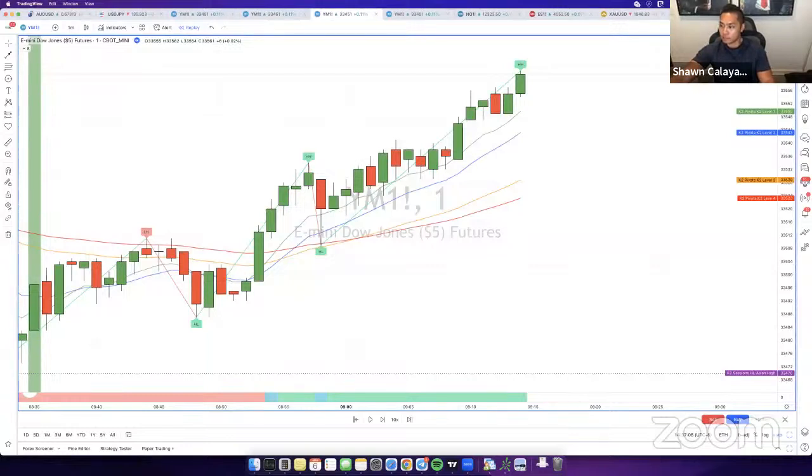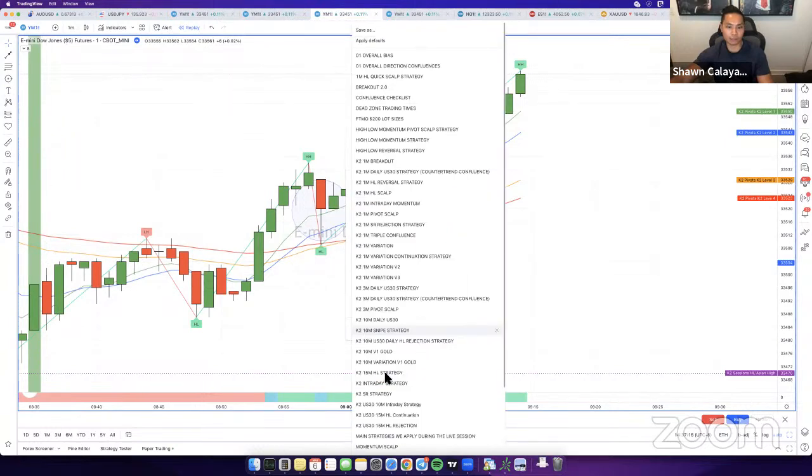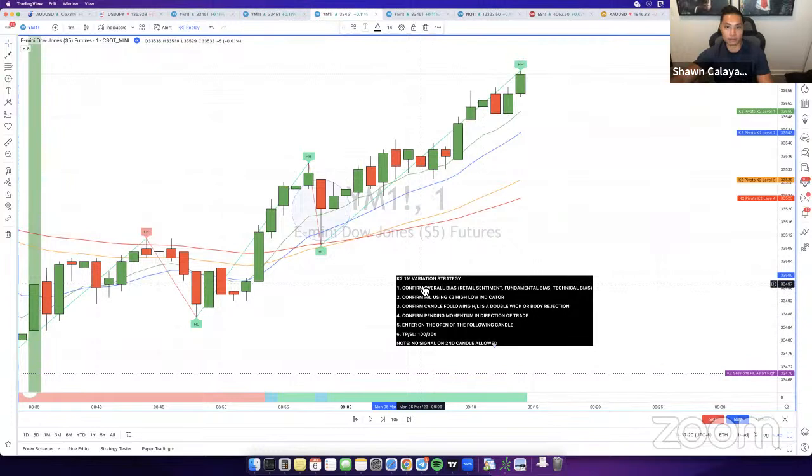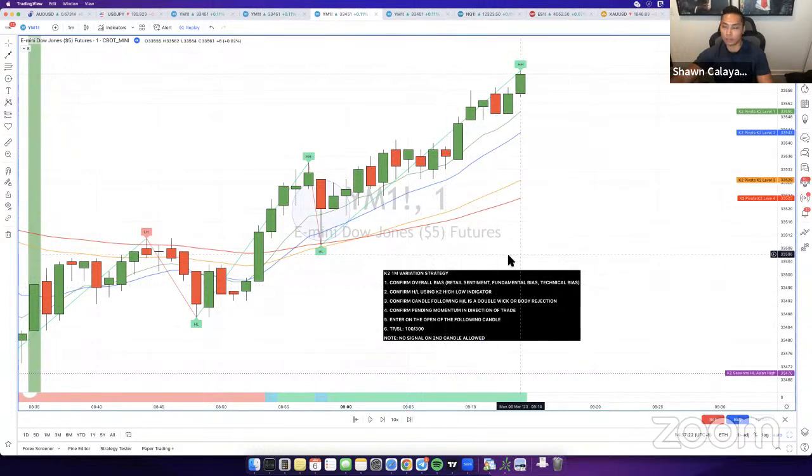Let's see, Johnny's asking, you guys call that the double candlestick? No, so this would be a V1 variation. Johnny, it's a strategy that we applied a lot last year. I don't think you were around when we were applying it. It's called the K2 1 minute variation strategy, the V1. Let me pull up the course real quick and I'll see if I can show you guys.